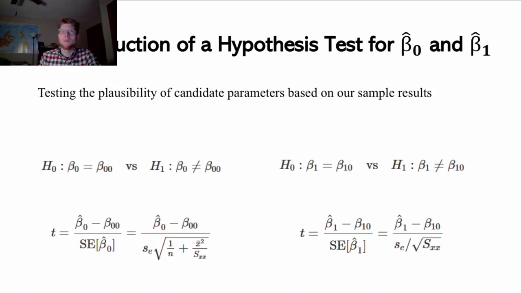Okay. So again, what we're doing is we're saying, let's assume this value is the parameter. Let's center a distribution around this candidate parameter. So let's do the intercept here. It's centered around this beta not 0 value. And so I'm going to call it a candidate distribution.